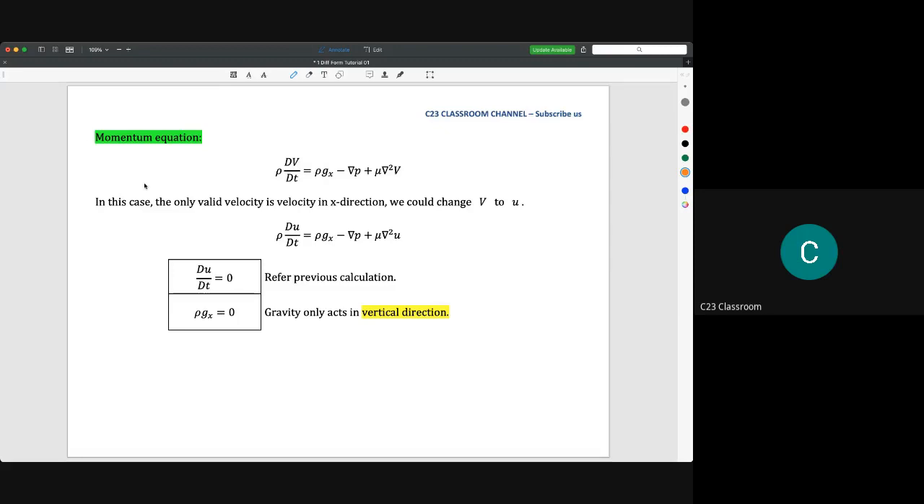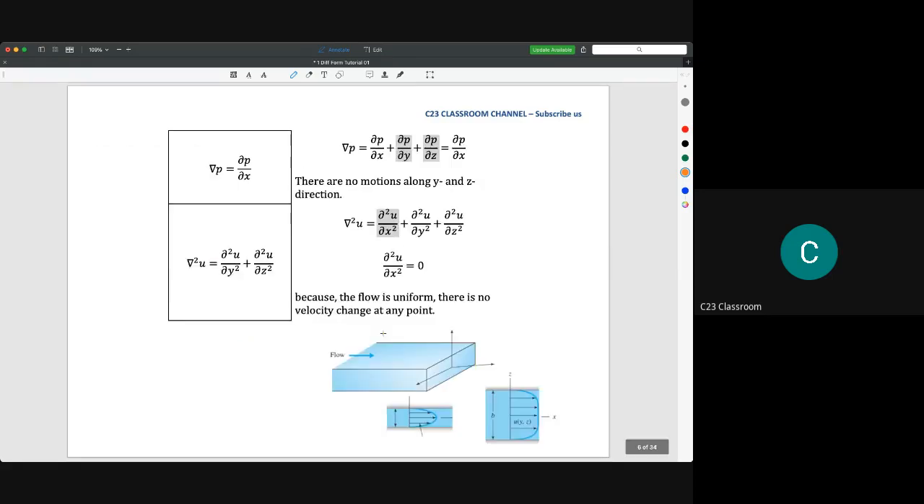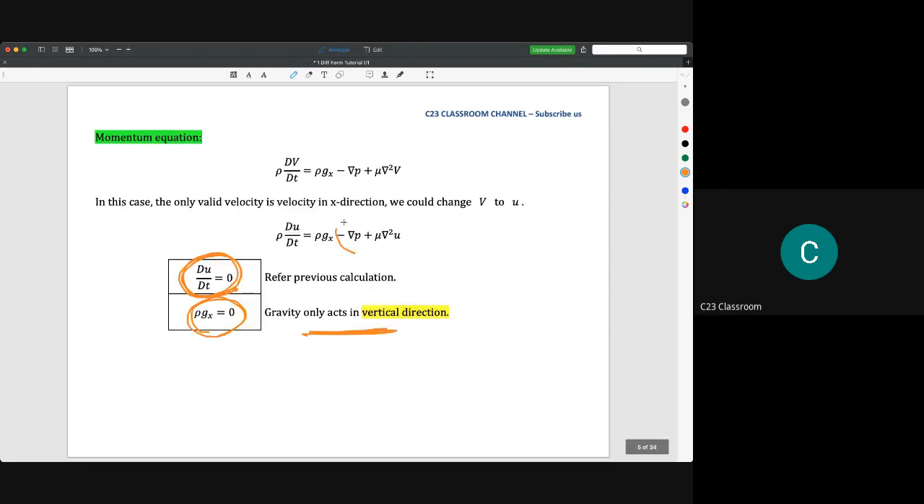Okay. And then because we assume that this is incompressible, from the continuity, it is equal to 0. So we have the du/dt here equal to 0. Okay. And then rho gx is also equal to 0 because gravity only acts on the y direction. So this is the second assumption. And then in the third assumption, we have nabla p. Okay, because in these general terms we have nabla p.